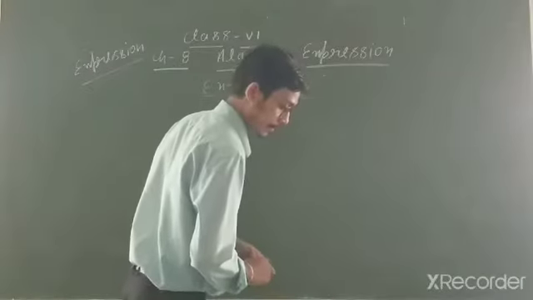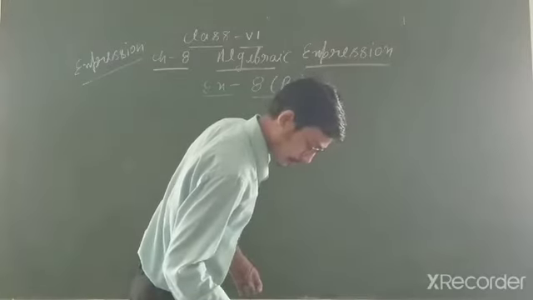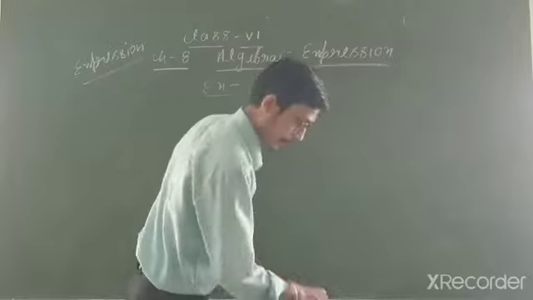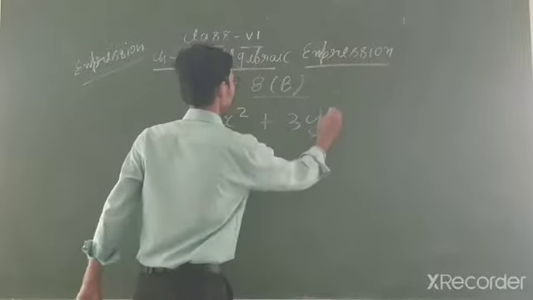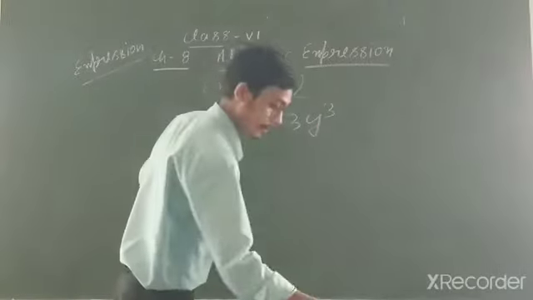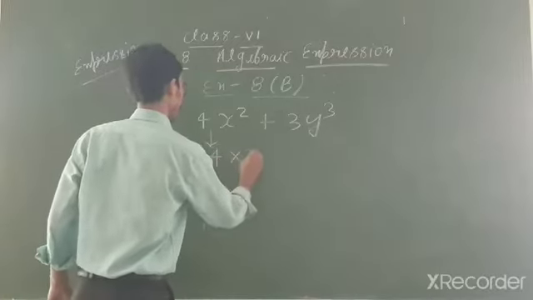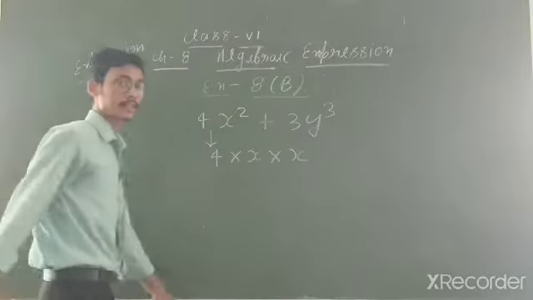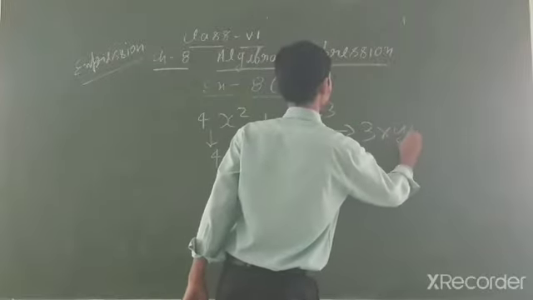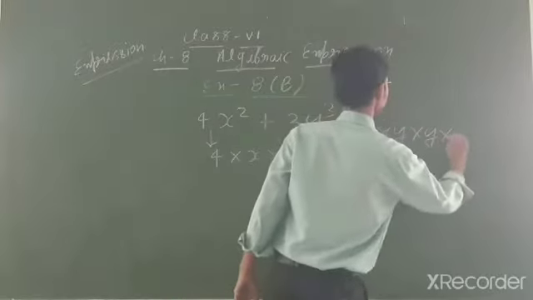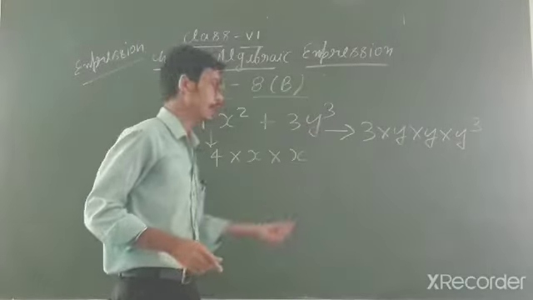Another example you can take: 4x square, 3y to the power 3. Now you have to write down all the terms of the algebraic expression. So what will you write down? First term, 4 into x into x. This is our first term, and this one is our second term. You can write 3 multiplied by y, and y how many times? 3 times. Clear, student? An algebraic expression is given and you have to write down all the terms.